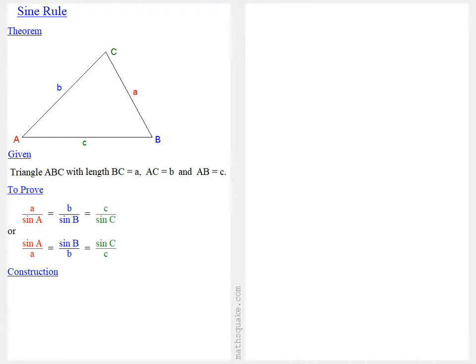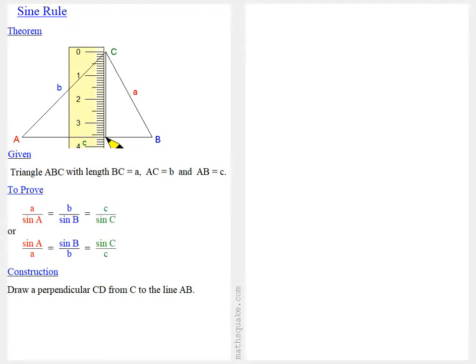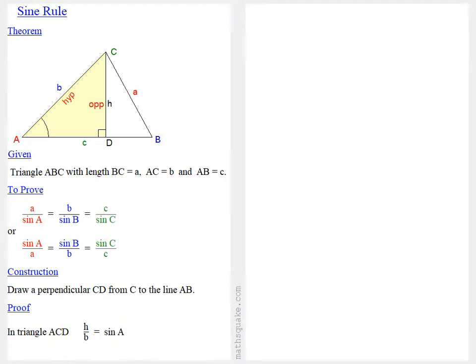Now, to prove this, we need to draw a construction. We draw a line from C perpendicular to the line AB to meet AB at D. Now, we label the length CD as h. So to prove it, if we look at the triangle ACD and consider angle A, we have the opposite over the hypotenuse is the sine of the angle. So h over b is equal to the sine of A. In other words, h is equal to b times sine A.